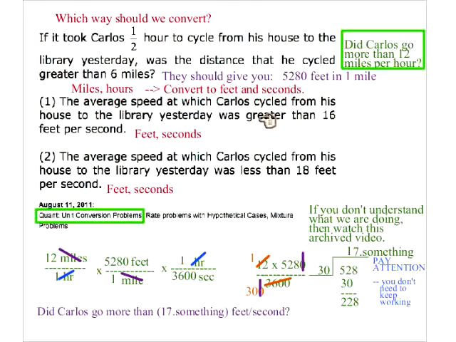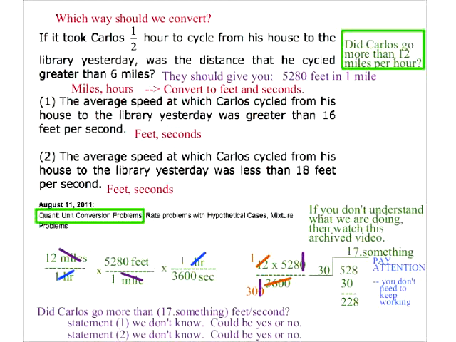Well, if we know it's more than 16, we don't know. It could still be more or less than 17 point something. So statement 1, we don't know. Could be yes or no. Statement 2, if it's less than 18, that still encompasses speeds that are greater than 17 point something and speeds that are less. So same deal. And then together, it's still the same. Together, you're boxed in between 16 and 18 feet per second, but that's still not good enough.